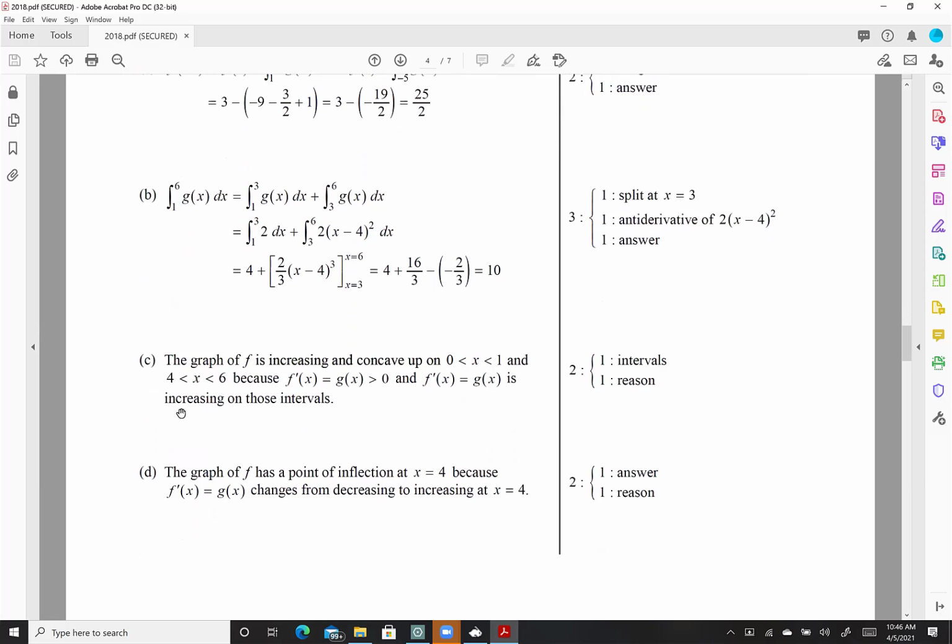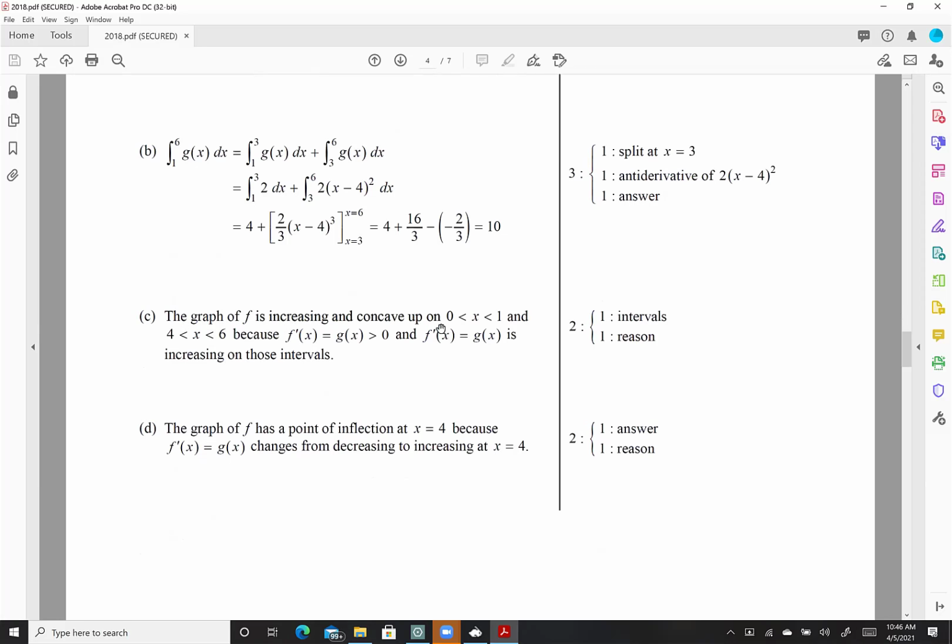3 points there. Letter C, the graph of f is increasing and concave up between 0 and 1 and 4 to 6 because f prime. Oh, I wish I would have done that. I think we got full credit. But I think it would have been nice if we said f prime equals g. We got the full credit though. Because f prime, which equals g, is positive there, and f prime equals g is increasing on those intervals. Okay, fair enough. They said what we said. But I think it would have been nice if we would have connected it. So put that in your notes, connect f prime to g.